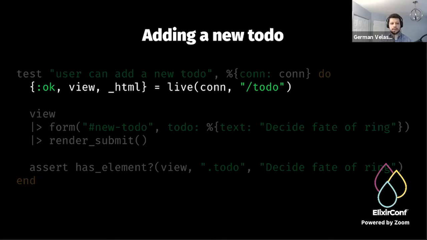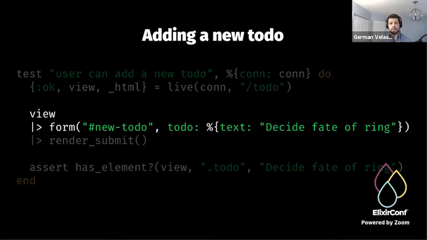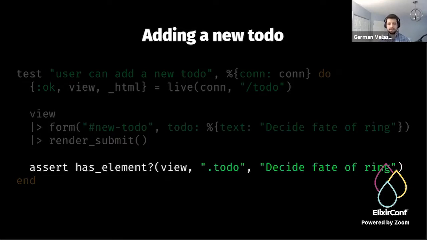We want to interact with the live view. We're going to target a form based on an ID. So this new to-do is the ID in the form. And then we're going to pass in the form data, right? This to-do, we want to put in some text, and the text is "decide fate of ring." And then we're going to submit that form. Finally, we're going to grab that view, and we're going to make sure that in the to-dos, there's a "decide fate of ring" to-do, right?